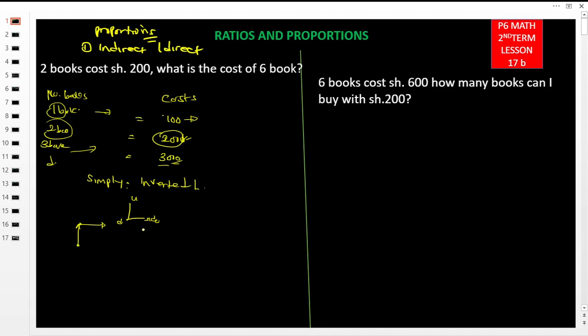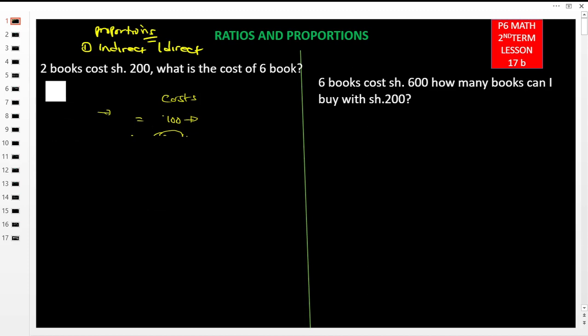Alright, let us see how it works. Here they are telling us that 2 books cost 200 shillings. What is the cost of 6 books? Now always we have to know the leading statement. We get it from what is given, and also what we have to put in mind is that what they ask is not what you start with. So here they are asking for the cost, so we don't start with the cost. We are going to start with the books. If they were asking for the number of books, we don't start with the number of books, we start with the cost.